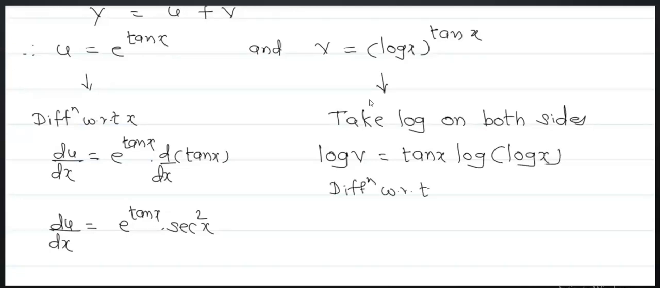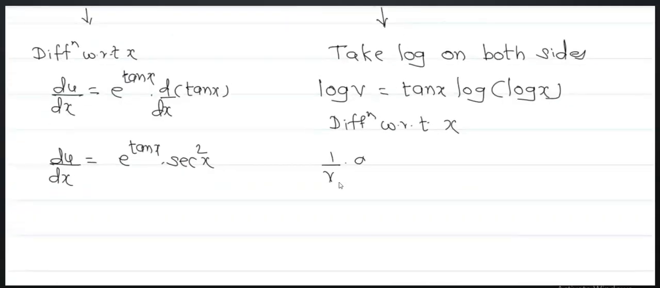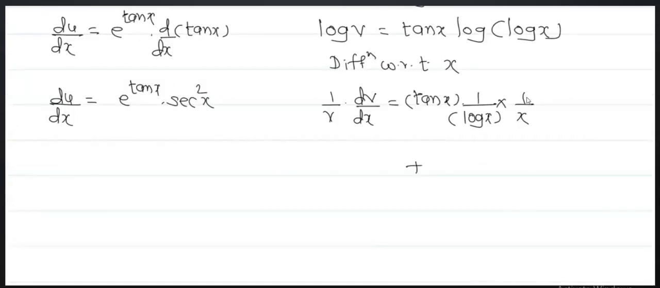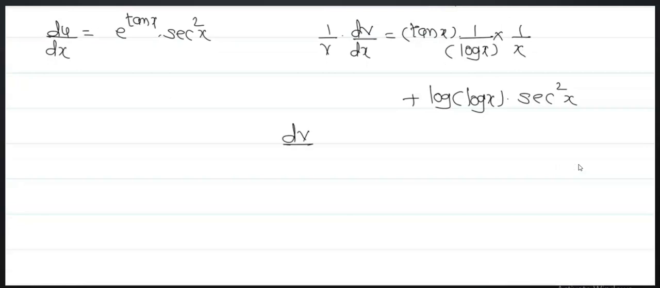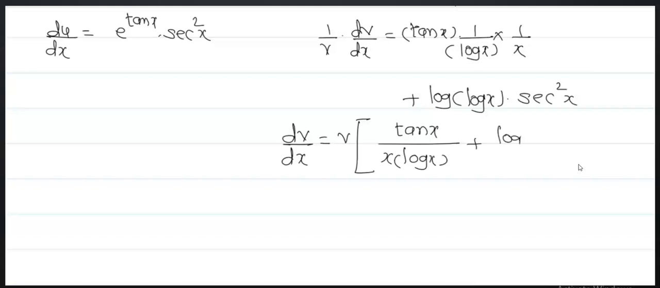Differentiate this with respect to x, 1 upon v dv by dx and apply the product rule. Tan of x as it is. Derivative of log x is 1 upon log x into derivative of log of x is 1 upon x. Log of log x and derivative of tan x is sec square x. Therefore, dv by dx is equals to v into tan of x upon x log x plus log of log x into sec square x.